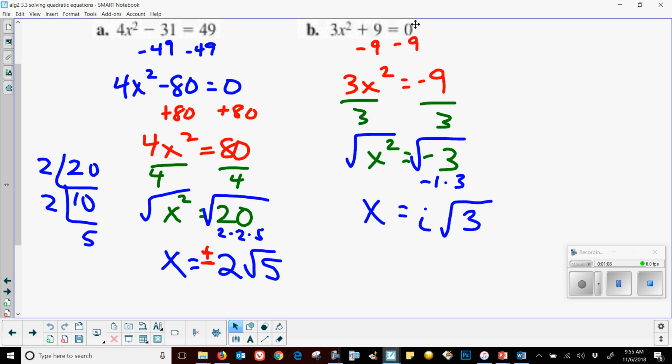On this one, subtract 9, divide by 3, square root, but we got this imaginary number. We don't really put plus or minus in front of imaginary numbers. We technically can, but because they're imaginary, it doesn't really seem to matter. Anyway, that's a personal preference for your teacher, so just double check with that.